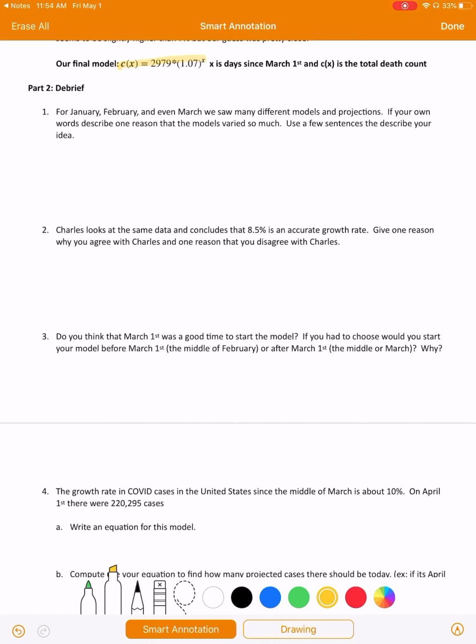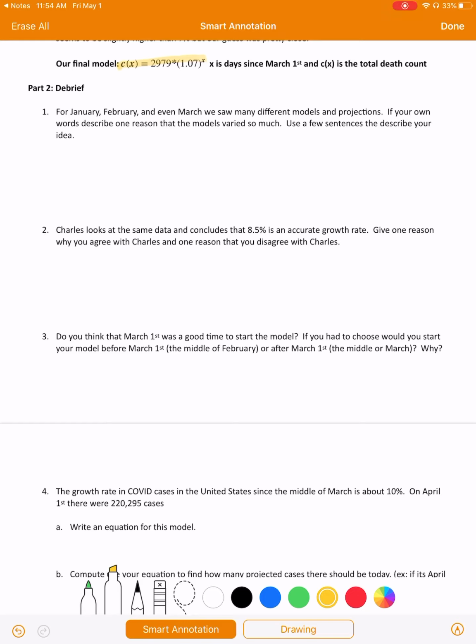Last one, number 3, just kind of a personal question. Do you think that March 1st was a good time to start the model? Would you have wanted to start it later? Would you have wanted to start it earlier? Once again, no right answer. This is just you being able to justify yourself as to why you think you should start at a certain time or not. Maybe you look at the data and you say March 1st is too early, 3,000 is not that big of a number. I think we should have started it later, and perhaps you're right.